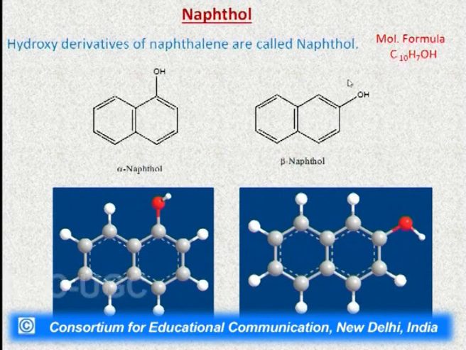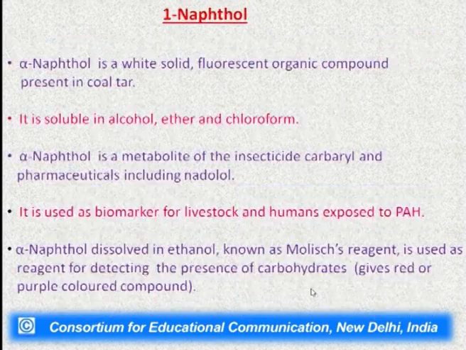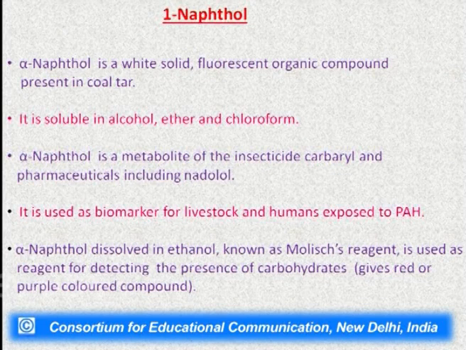This hydroxy group can be present at the beta position. It is called beta naphthol or 2-naphthol. We have shown you the ball and stick model of these two hydroxy derivatives of naphthalene. This is alpha naphthol and this one is beta naphthol. Alpha naphthol is a white solid fluorescent organic compound. It is present in coal tar along with naphthalene.